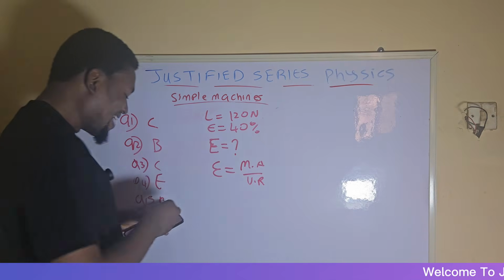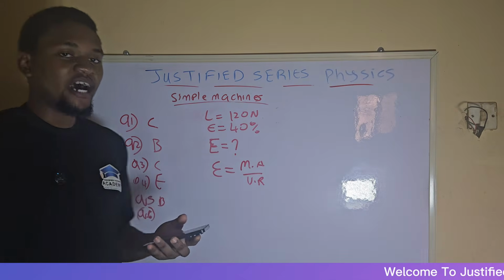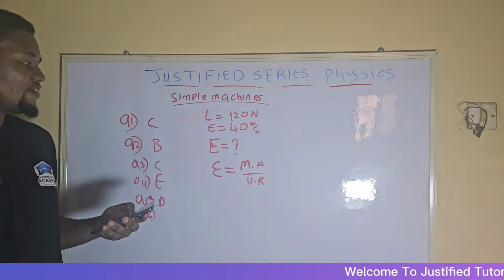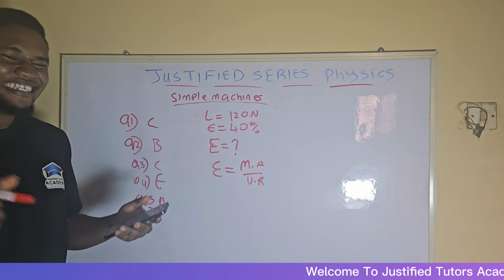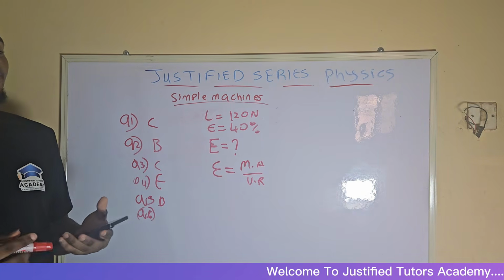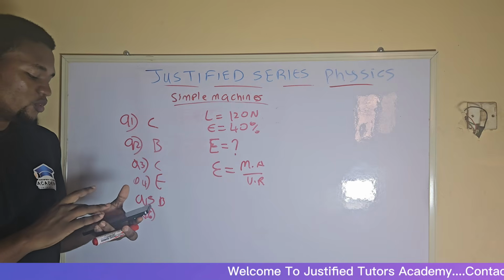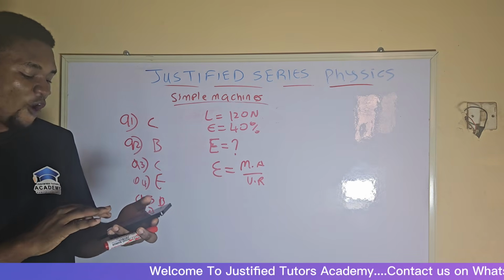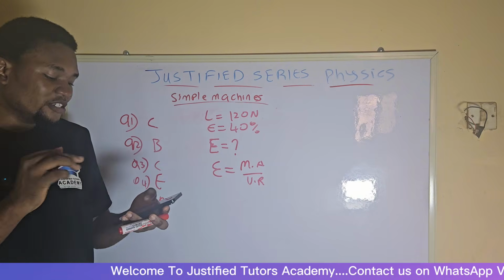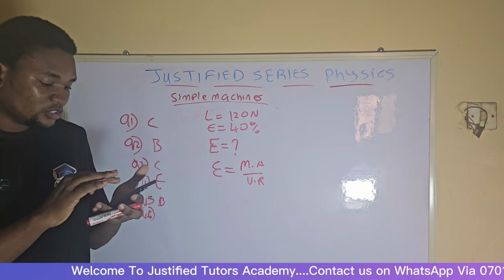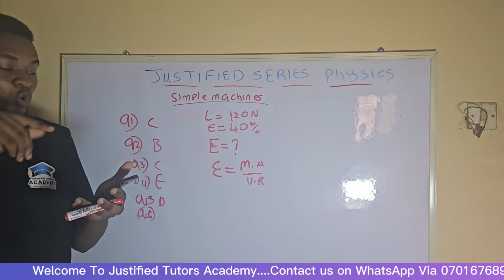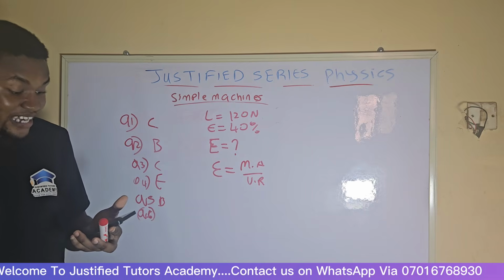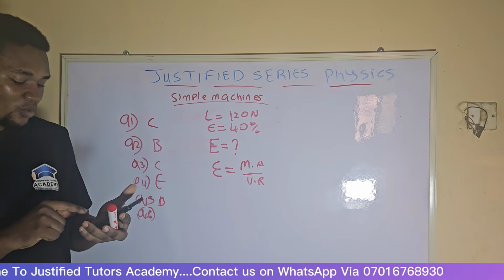VR. Now here is the tricky part. We are not given VR, but in the question, it is very easy to find VR, because when you are dealing with a pulley system, the velocity ratio of a pulley system is the number of rope strands. Remember I told you then, that's why you write them down: the number of rope strands.